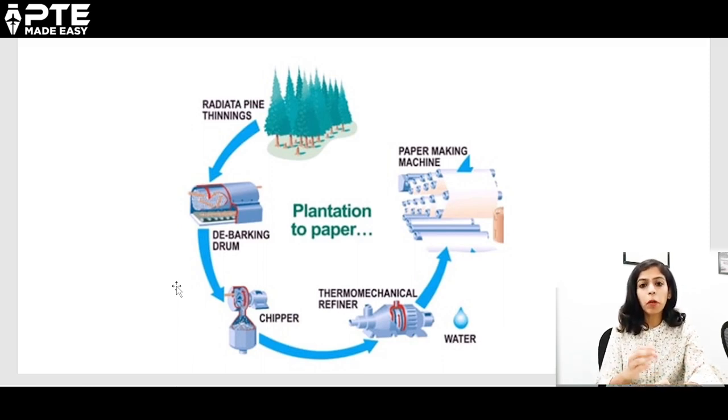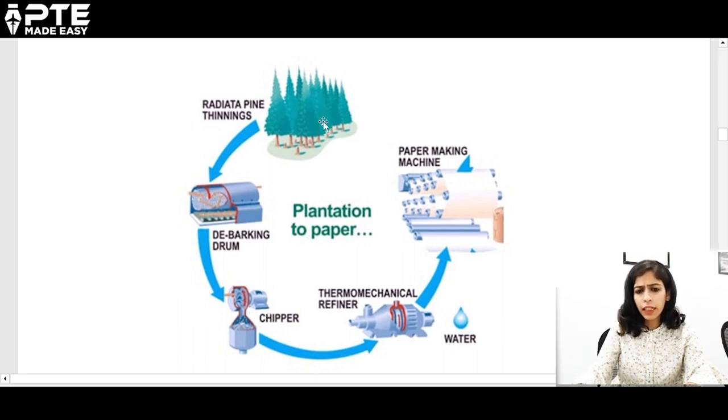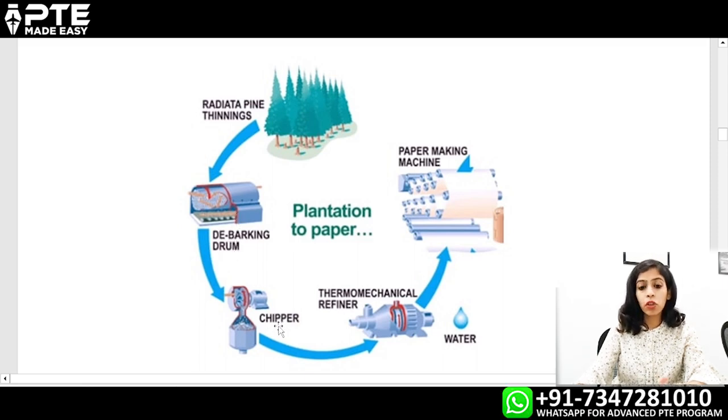Now, when we are talking about process and flow chart, it clearly denotes that there are a number of steps involved in any process or a flow chart. Here, if we look at this process chart, we can clearly see that there are a total of 5 steps. First one is radiata pine thinnings, which they take. Then debarking drum stage. Later on chipper stage in which they chip into small pieces. Then thermomechanical refiner in which they refine it, and the last stage is the paper making machine. So a total of 5 steps are involved in the manufacturing of paper from radiata pine thinnings.